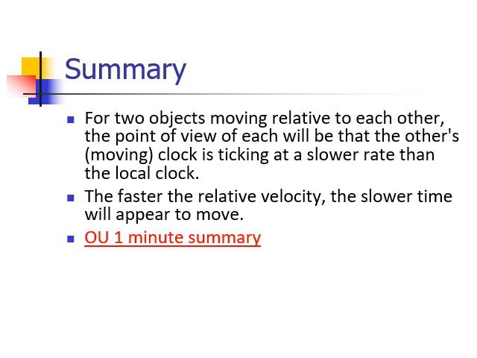So for two objects moving relative to each other, the point of view of each will be that the other's moving clock is ticking at a slower rate than the local clock. And that's because it must be ticking slower for it to travel a greater distance in the same time. The faster the relative velocity, the slower the time will appear to move.